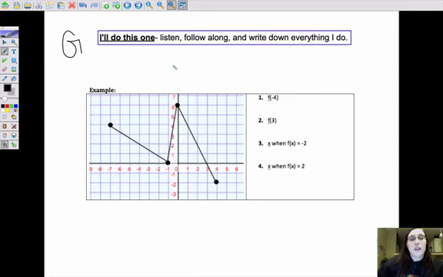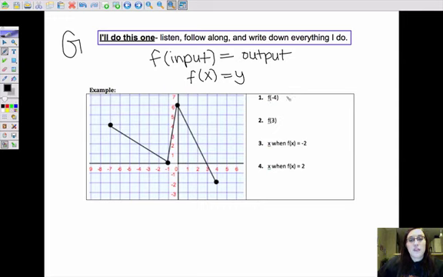So, something that I talked about in the other video, if you watched it, was thinking about memorizing and always writing at the top of your paper something like this. Now, if you're talking about a graph, it might be more helpful to think of it like this. F of x equals y. X is the input, y is the output. So I have f of negative 4. That means I'm thinking of an x of negative 4 and I'm looking for the y.